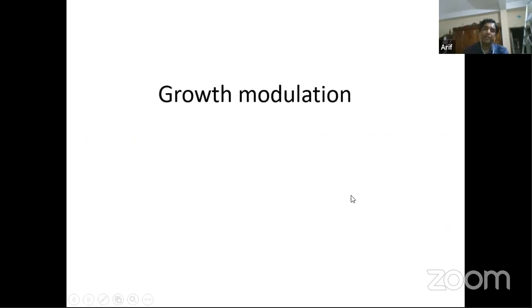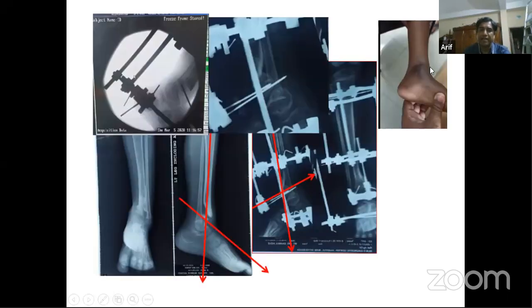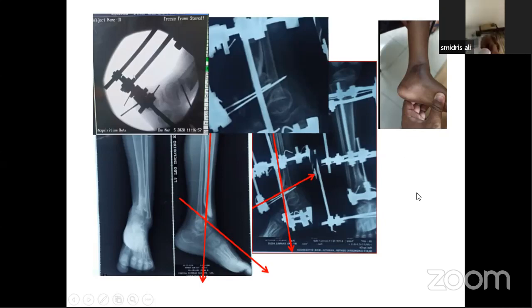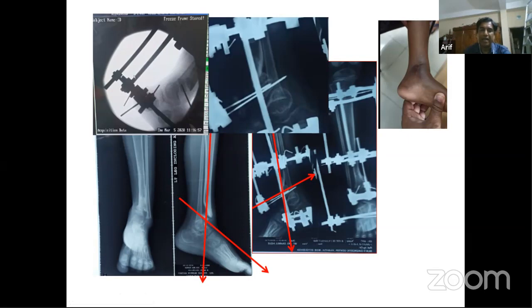And now an interesting thing I have done in Kushtia Medical College, some form of growth modulation. Still the whole process is going on. I just want to share my experience with you. This patient has a bad traumatic and septic ankle problem, and his physis is totally dissociated from the distal tibia, and it is angulated. And after the infection, there is a discharging sinus.